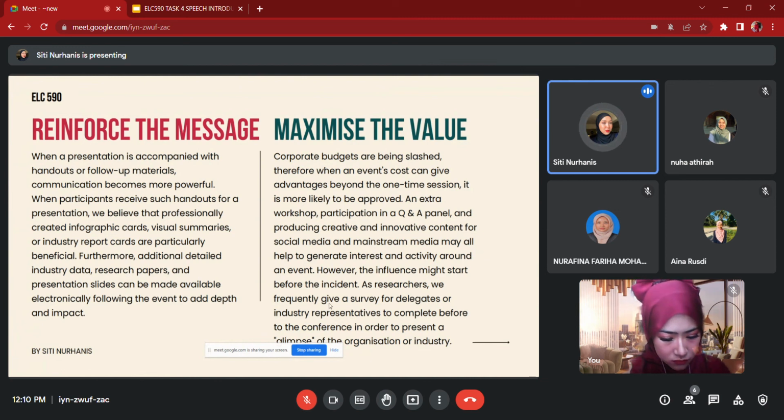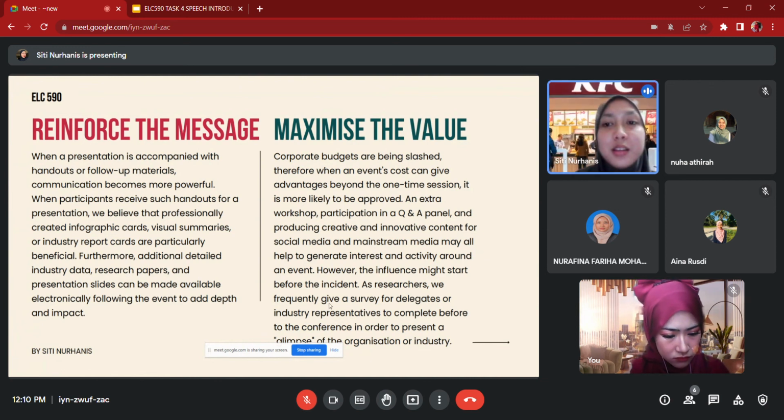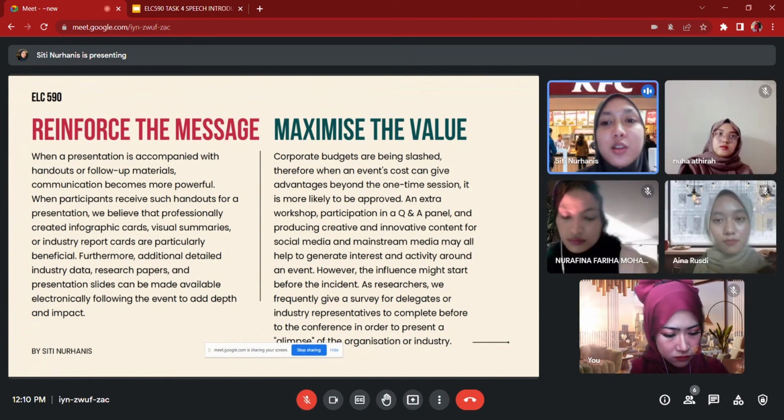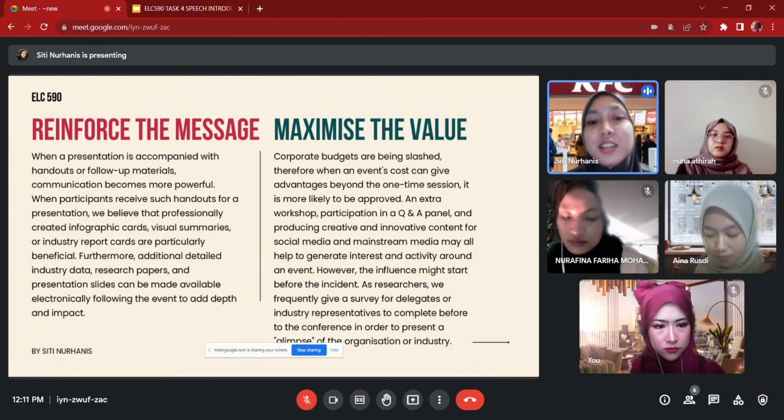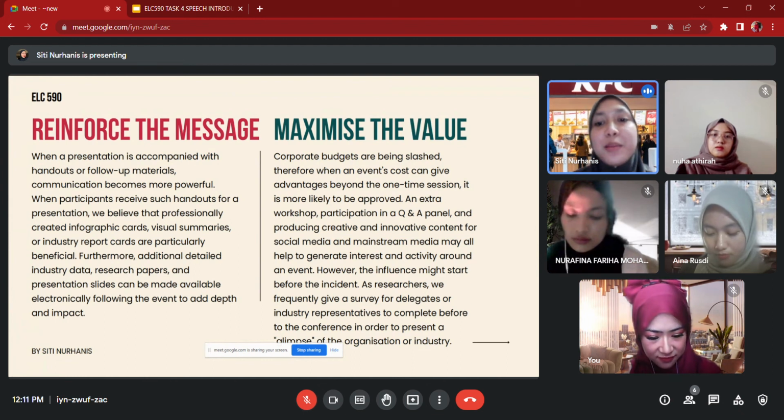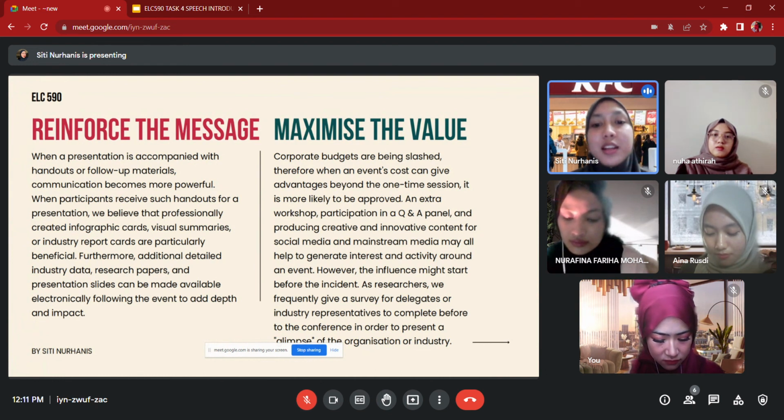Fourth is maximize the value. Corporate budgets are being slashed. Therefore, when an event's cost can give advantages beyond the one-time session, it is more likely to be approved. An extra workshop, participation in a Q&A panel, and producing creative and innovative content for social media and mainstream media may all help to generate interest and activity around an event.